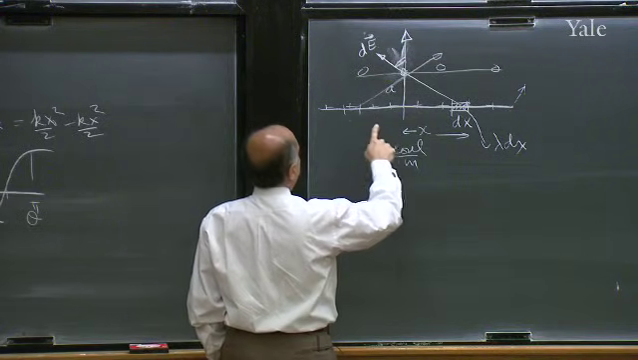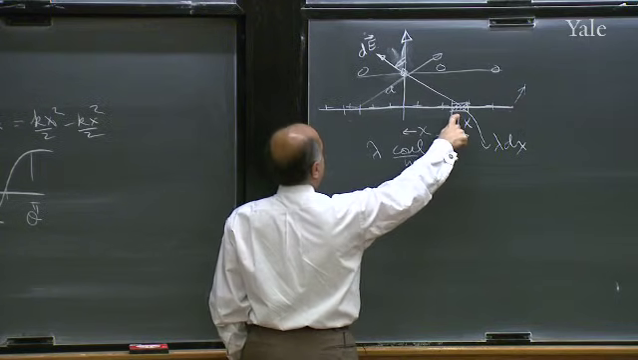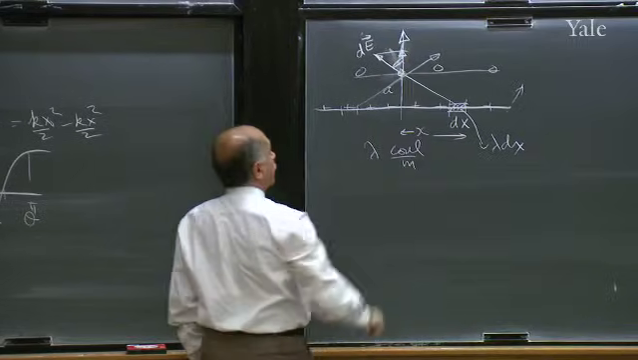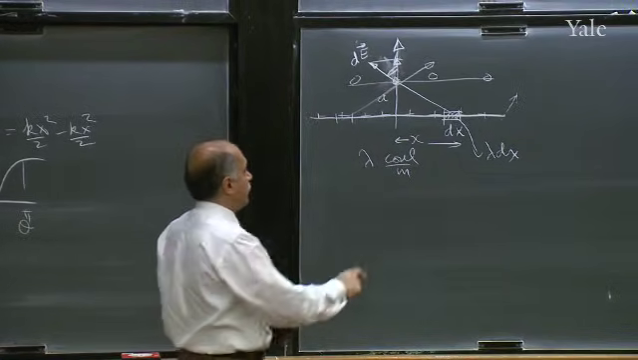So let me find the contribution first, only from this one. Then we will add the contribution from this one. For that one, you just find the vertical projection. So how much is that?